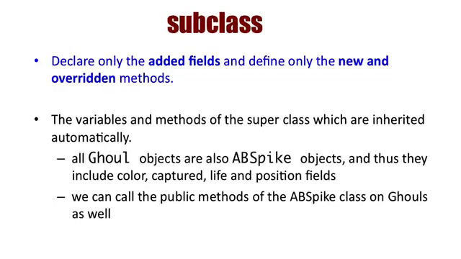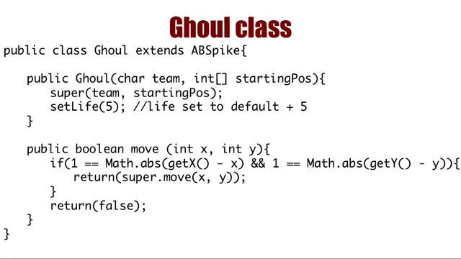Every Ghoul object is also an angry blue spike object, and therefore has color, captured status, life, and a position. All the public methods of the angry blue spike class can be called by a Ghoul object as well. What does it mean when we say that all of these state and behaviors are inherited by the Ghoul class? We will see in a moment that we don't need to write much code to create a Ghoul class. In this example, we will only write a constructor and override the move method. But let's take a look at all of this in a little more detail.